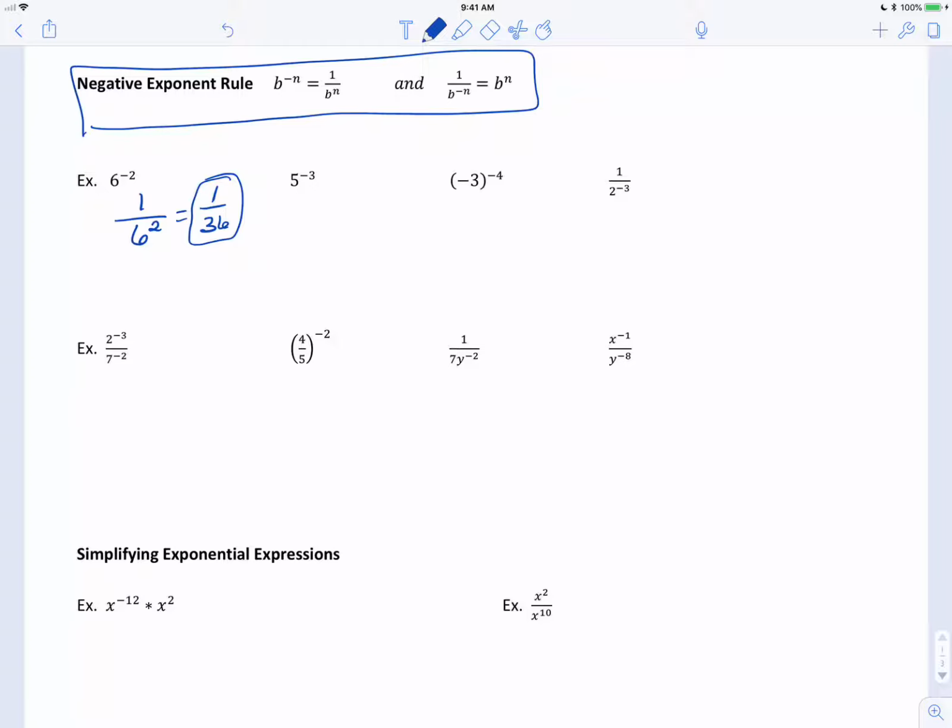5 raised to the negative 3 power means we're going to put him on bottom to become positive, and 5 cubed is 125.